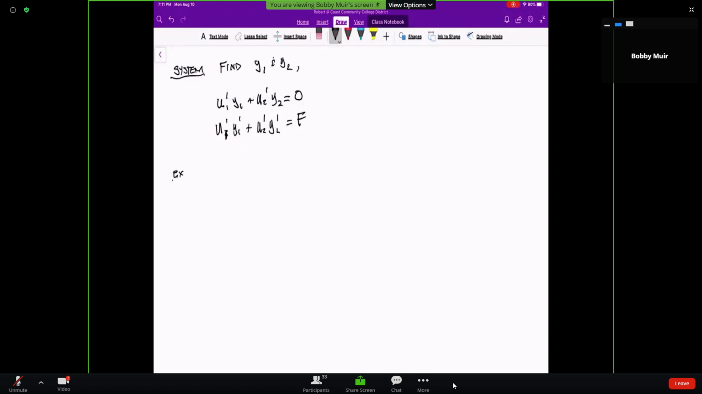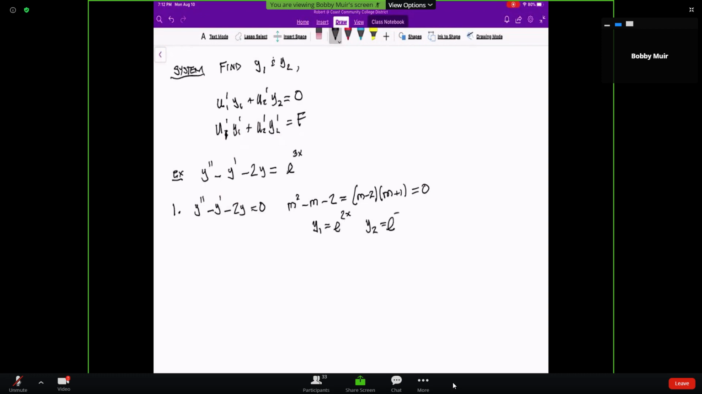Okay, so let's see this in action. For example, let's suppose I've got y double prime minus y prime minus 2y equals e to the 3x. So step one, we're going to solve y double prime minus y prime minus 2y equals 0. The auxiliary equation is m minus 2, m plus 1. So y1 is e to the 2x, and y2 is e to the negative x.